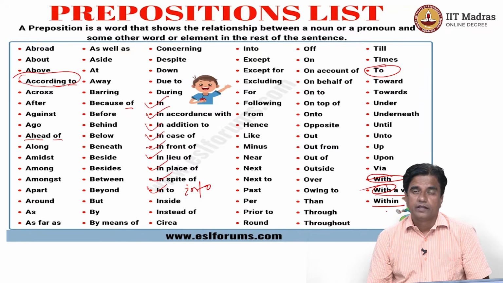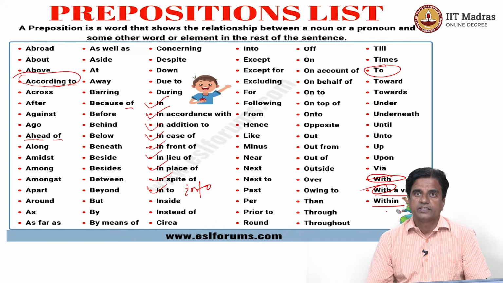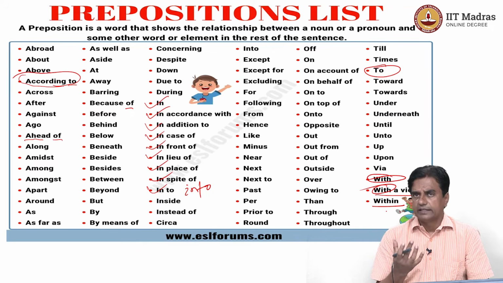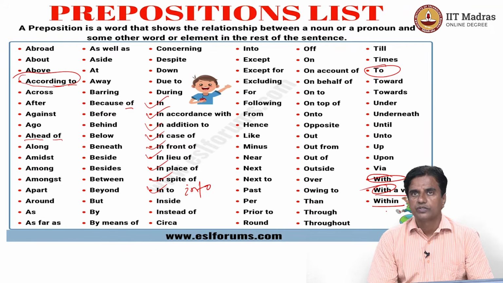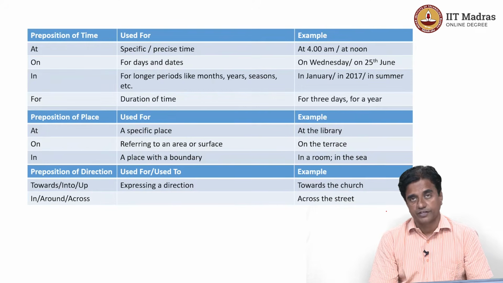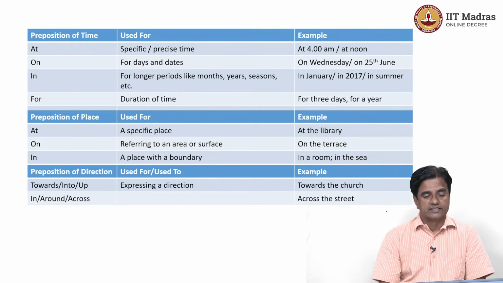All of them have a specific function, and they come in a closed class, meaning there are only a few of them. It's not millions of them or hundreds of them. So now look at some of them.